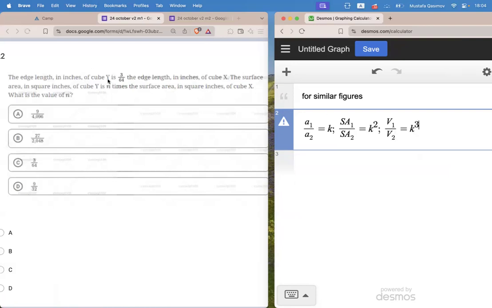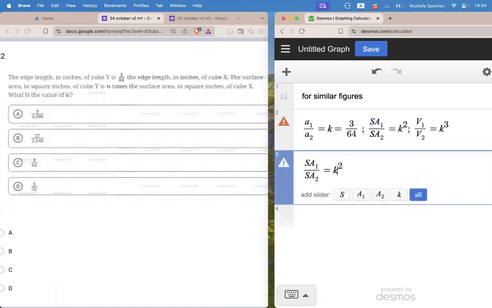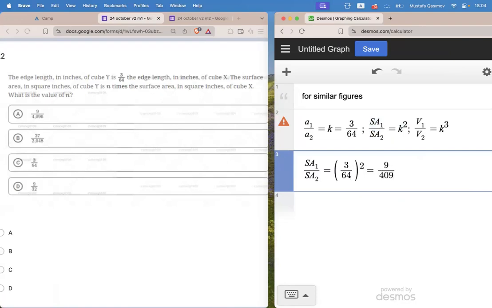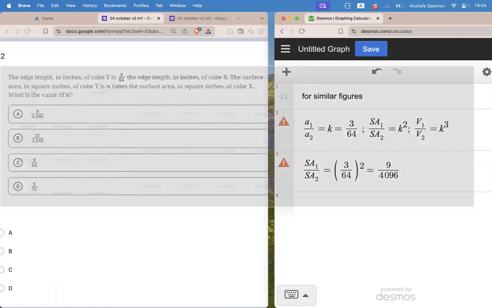So we know that it's a cube, y is equal to 3 over 64 of x. From here we can say that it is 3 over 64. And if it is like that, we can say for surface area it is equal to 3 over 64 squared, and it is equal to 9 over 4096. So the answer is A here.